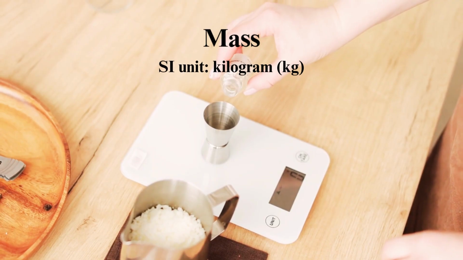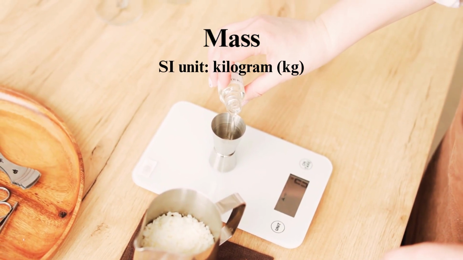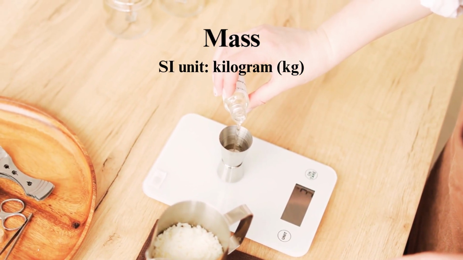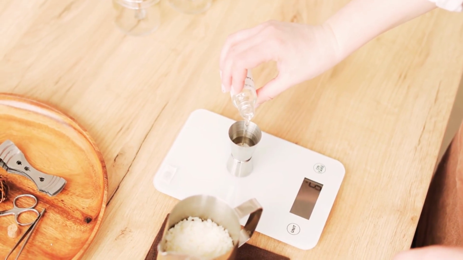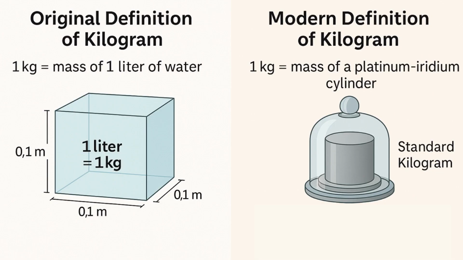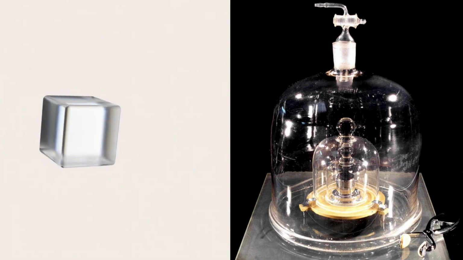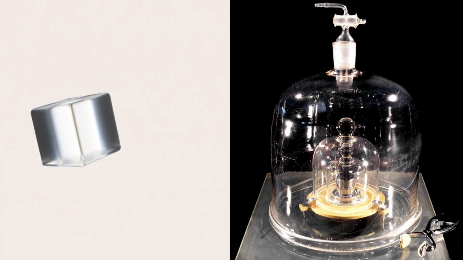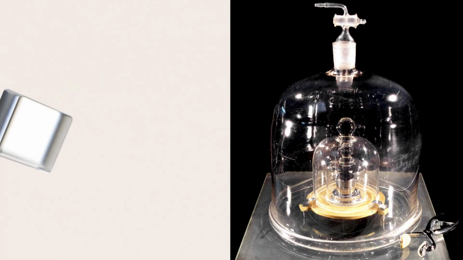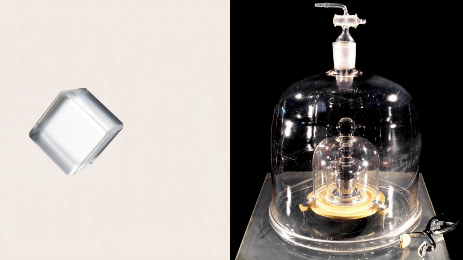Now mass. The kilogram, the SI unit of mass, tells us how much matter something contains. It was first defined as the mass of 1 liter of pure water. Later, it was represented by a physical artifact, a platinum iridium cylinder preserved in France. For over a century, this object served as the world standard. However, in 2019, it was redefined using a fundamental constant of nature, the Planck constant.